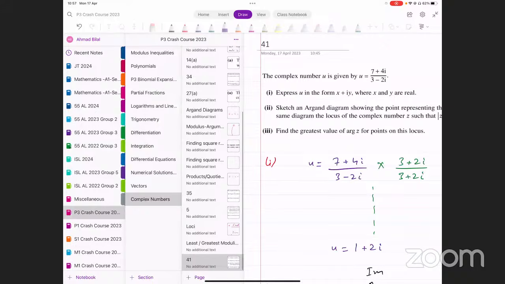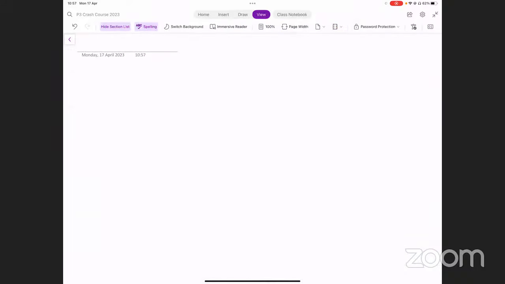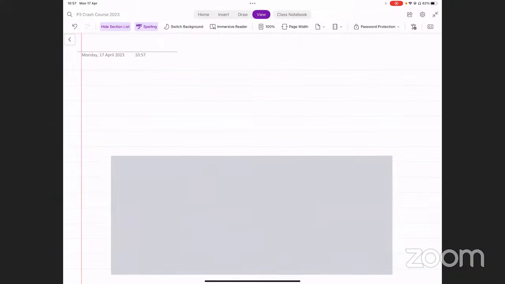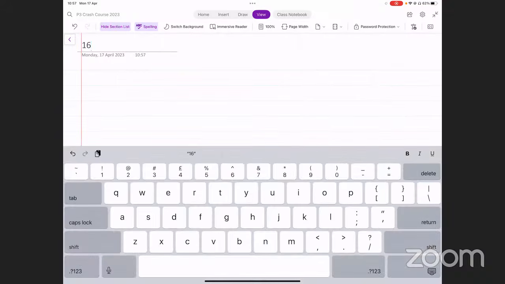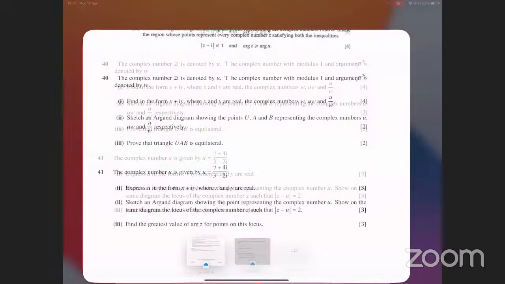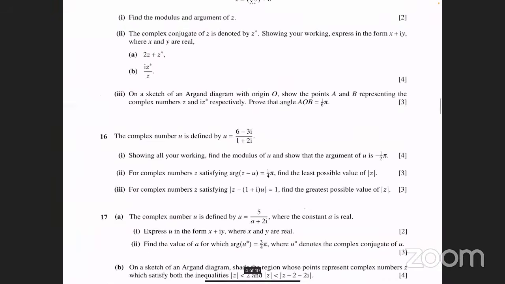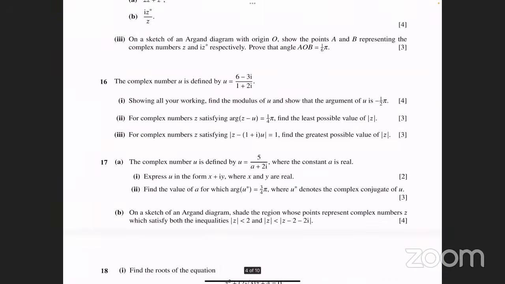Let's do one more example. And then I'll tell you some general rules that you can follow in problems like these after this example. Let's try another one. This is question number 16 from the worksheet.